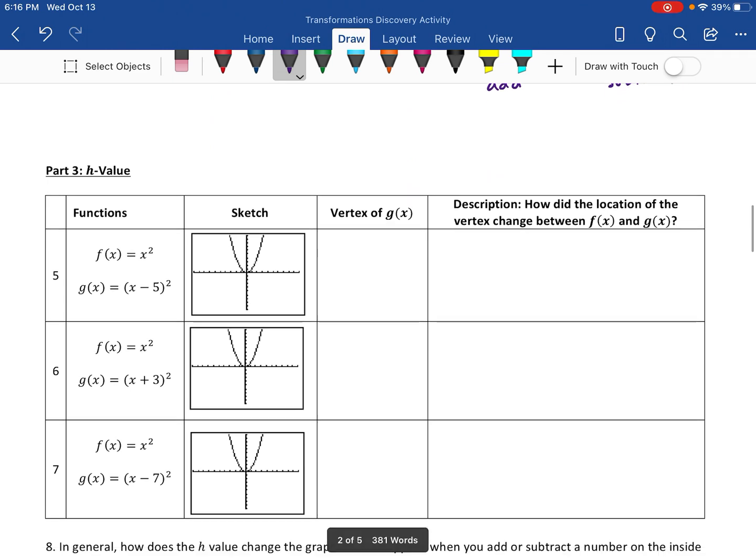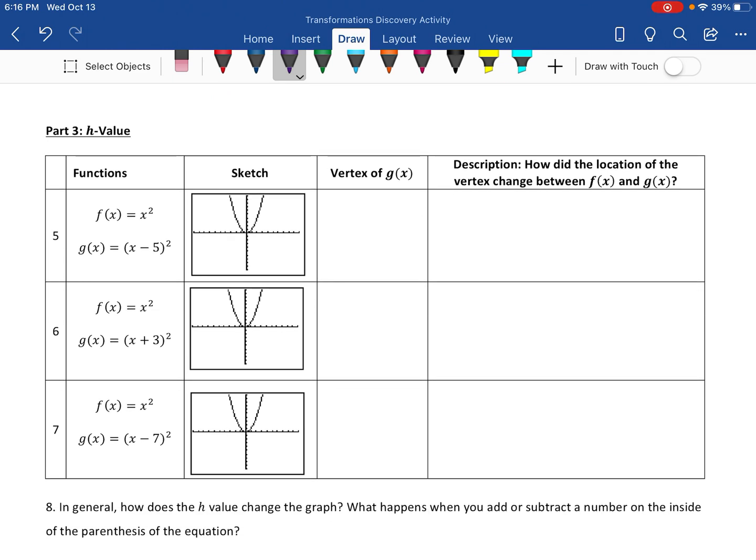Now I want you to go ahead and pause the video again and plug in these next 3. Now these are a little different. If you notice, you have parentheses here. So that's actually going to change your graph and how it looks. So go ahead and pause that video, do these 3, and complete your notes.